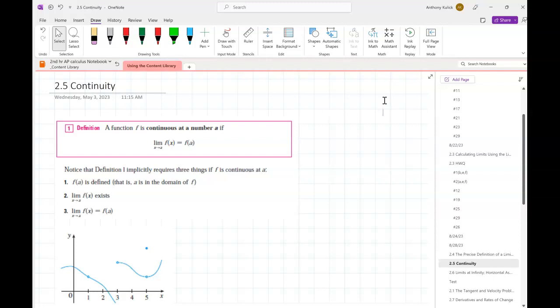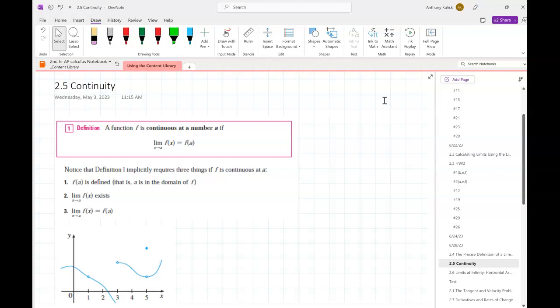We say a function is continuous at a number a if the limit as x approaches a of f of x is equal to f of a. So if the limit evaluates out to be the same thing as the value of the function, then we'll say it's continuous.